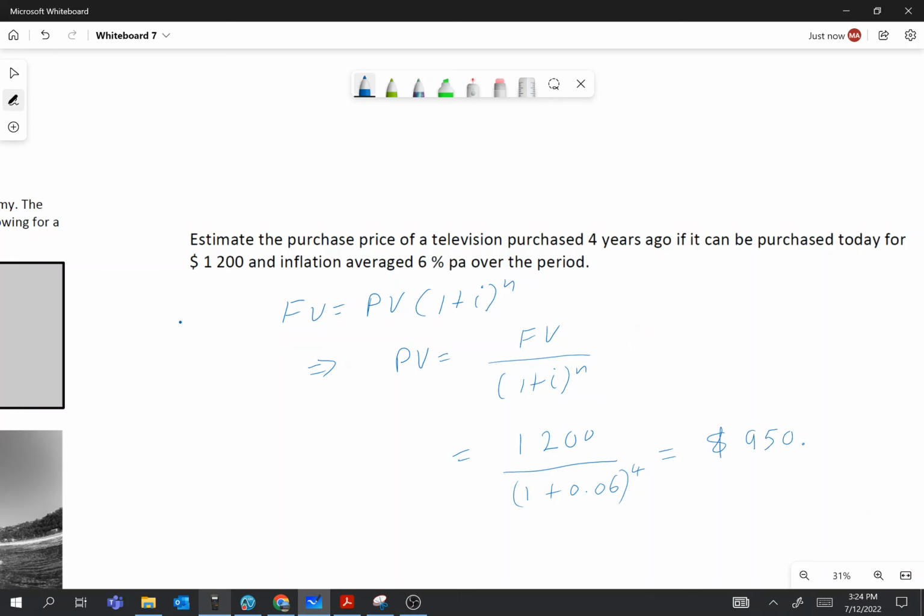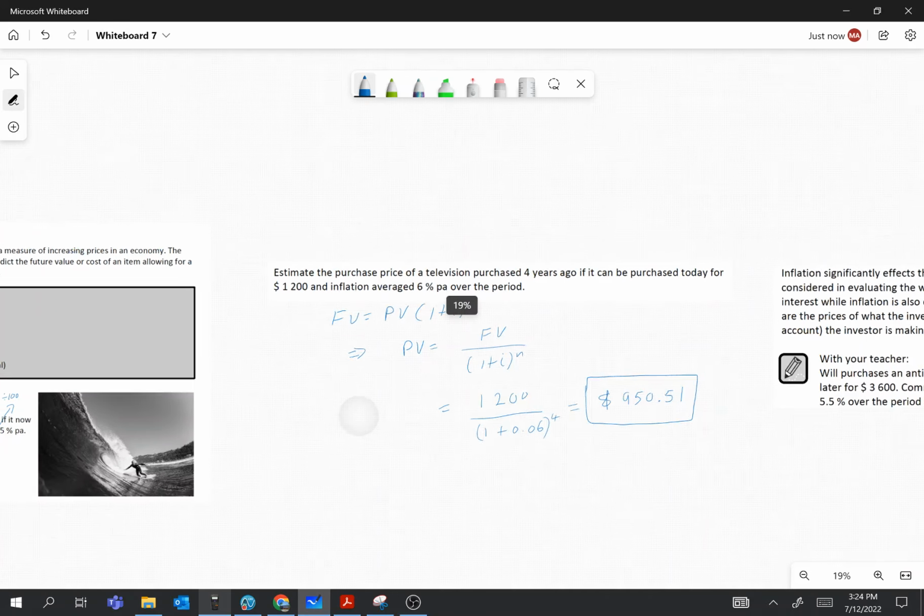TVs are probably not a really good example here. I'm finding when I look at the costs of electrical goods, they're tending to get much more affordable as time goes on. But anyway, that's how we do this example here.